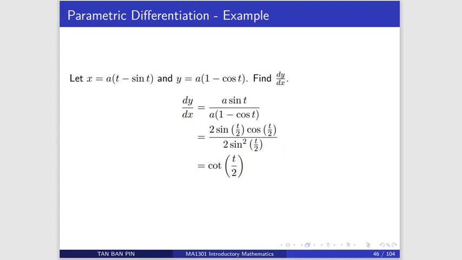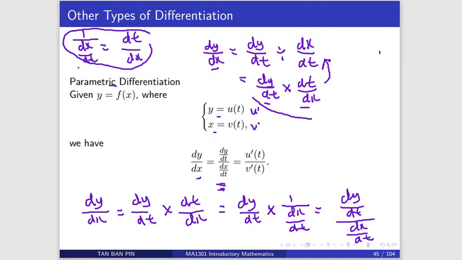Let's look at this example. You are given x is a(t − sin t), y is a(1 − cosine t), and you are asked to find dy/dx. We are going to use this result to find dy/dx because x and y are given in terms of t. We have parametric equations, so you find dy/dt and divide by dx/dt.